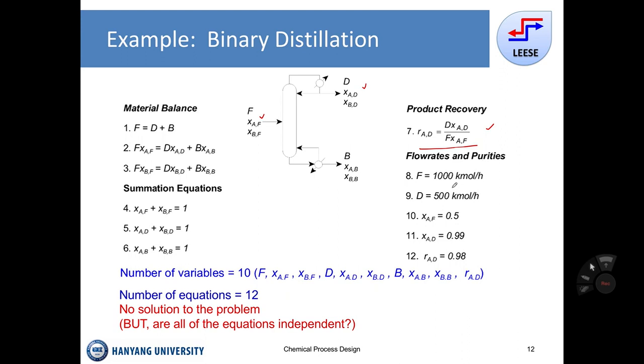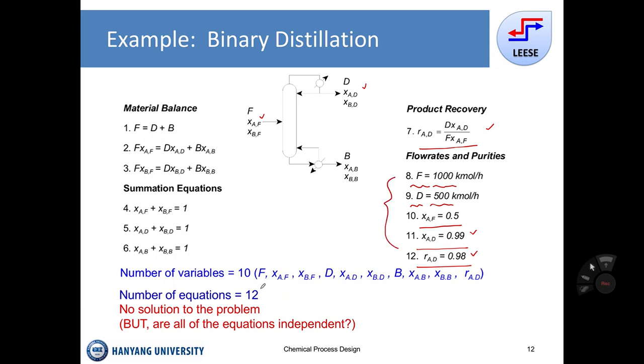Then we can specify the other things in this model. The input flow rate is given as 1,000. D might be given as 500. Then x_AF might be given as 50%. Then the top product A component composition is specified as 99%. The recovery is set as 98%, okay? So 5 specifications are given as input.